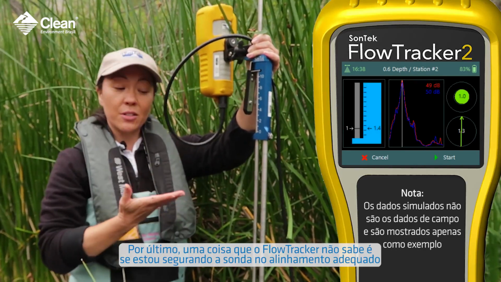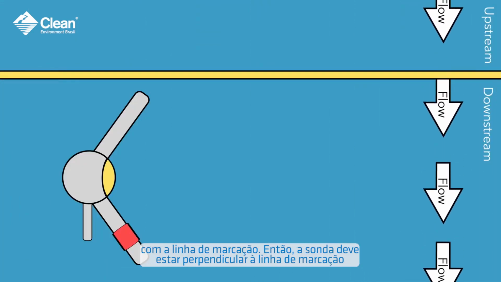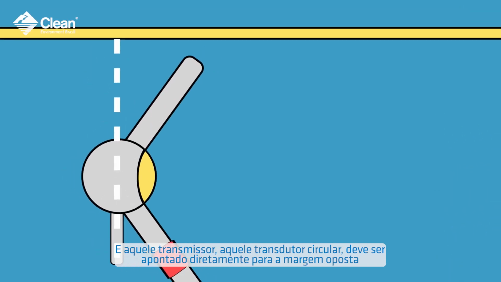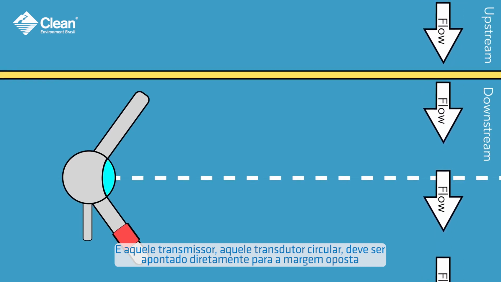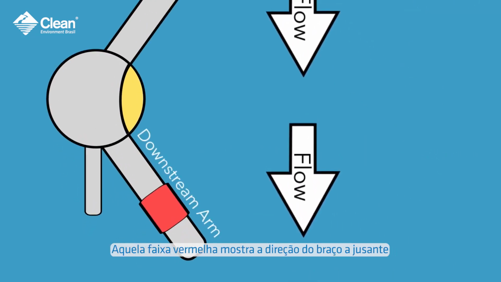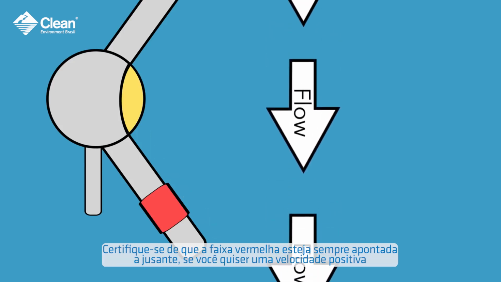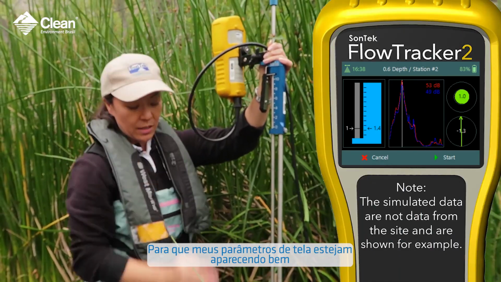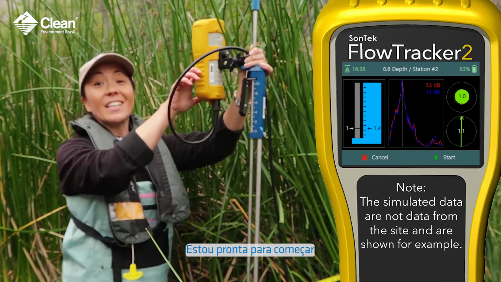Lastly, this is one thing the FlowTracker doesn't know: am I holding the probe in proper alignment to the tagline? So the probe should be perpendicular to the tagline, and that transmitter, that circular transducer, should be pointed directly across to the opposite bank. That red band shows the direction of the downstream arm. So make sure that red band is always pointed downstream if you want a positive velocity. So my screen parameters are showing up good. I have the FlowTracker lined up properly, perpendicular with the tagline. I'm ready to hit start.